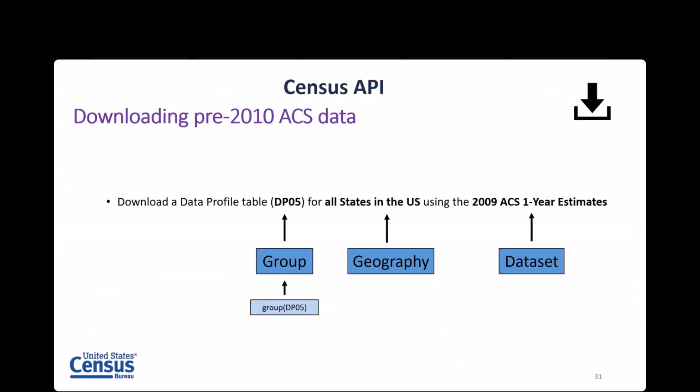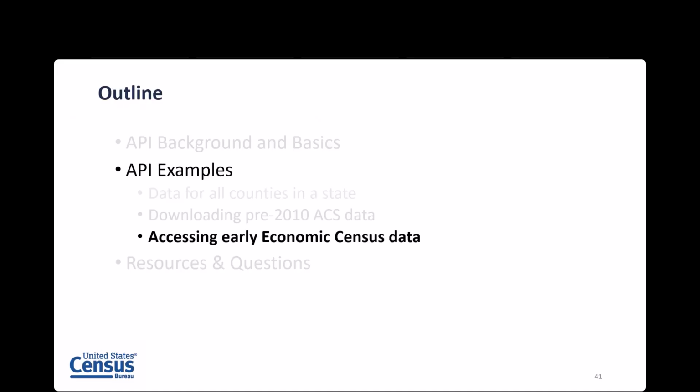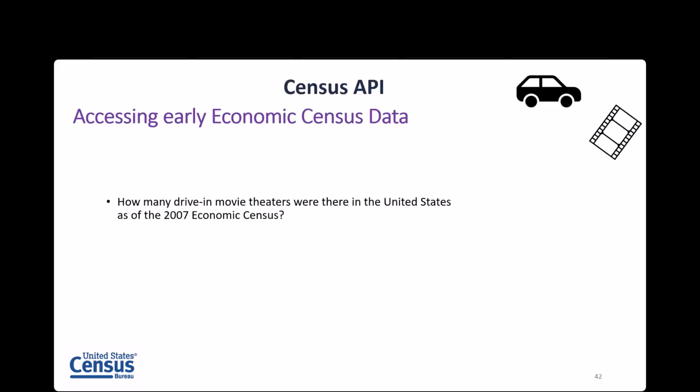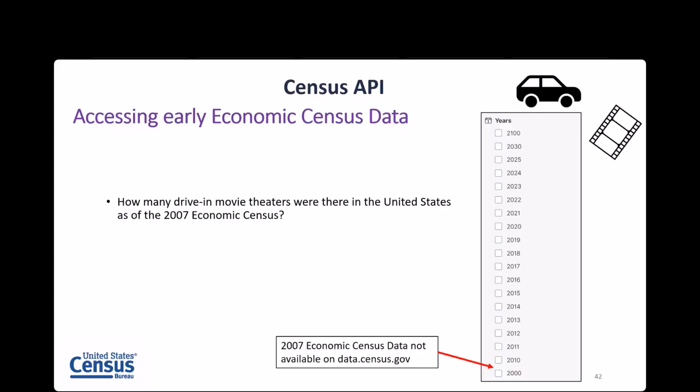So the last example I wanted to go over was accessing some earlier economic census data. So kind of sticking with the idea of accessing data that we could not get from data.census.gov. And the example I wanted to use here was how many drive-in movie theaters there were in the United States using the 2007 economic census. So again, what I did here is just take a screenshot of the filter panel on data.census.gov. And if you notice there is no 2007 data available on data.census.gov, but we can access this data from the API.